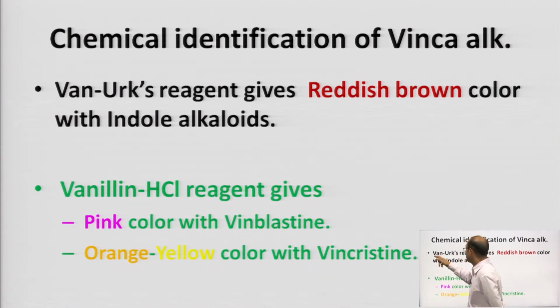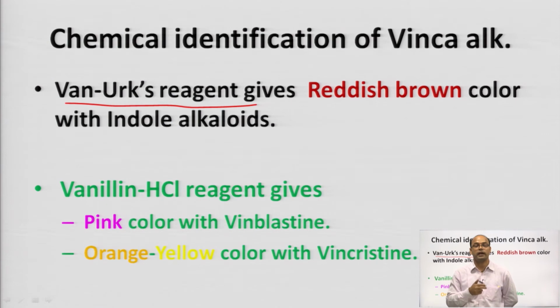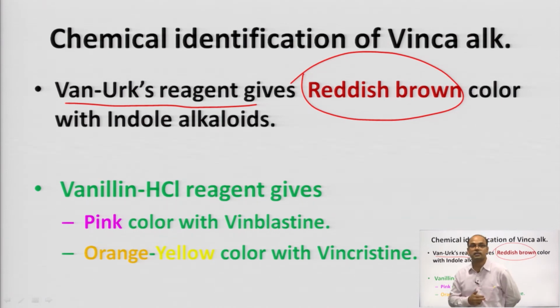It is a specialized reagent which is specially used for the detection of indole alkaloids, and when you react the reagent with the indole alkaloids, you get a reddish brown precipitate, reddish brown color in the solution. There are other tests like vanillin HCl reagent, which gives pink color with vinblastine and orange yellow color with vincristine. So vanillin HCl reagent is differentiating between vinblastine and vincristine by its color. Vinblastine gives pink color, whereas vincristine gives orange yellow color with vanillin HCl reagent.